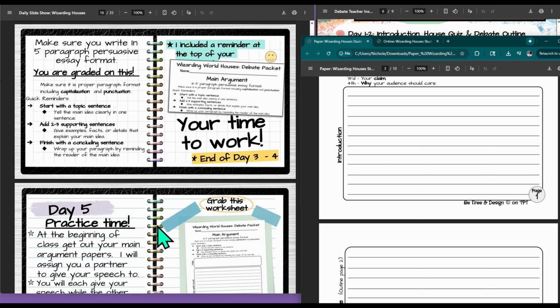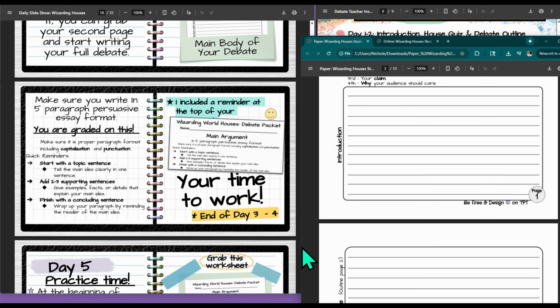So right here, I give them day 3 and 4 to work on this. If they get done early, I have stuff in my classroom that they can do. We have some debate games that I've already taught them the first week, and I have like card games and things like that.